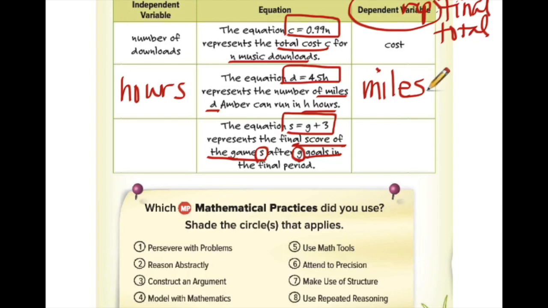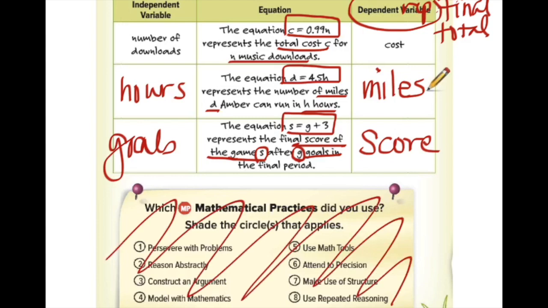So my score is dependent. Goals is my independent variable. You're going to score however many goals you're going to score, but there may be other factors that come in when you're looking at the score. That's why the score is dependent and goals are independent. Don't worry about this section down below.